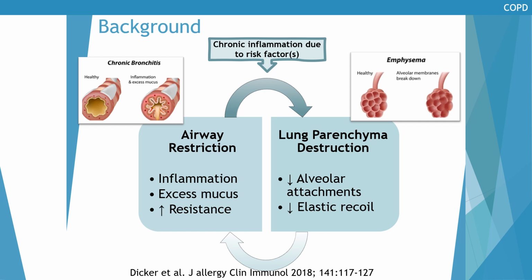Next, airway restriction leads to lung parenchyma destruction, which is on the box on the right. This leads to decreased alveolar attachments and decreased elastic recoil, which is called emphysema. The decreased alveolar attachments cause a smaller total lung surface area, and thus the lungs do not exchange oxygen as well compared to healthy lungs. Decreased elastic recoil leads to air trapping and difficulty inhaling and exhaling air as well.